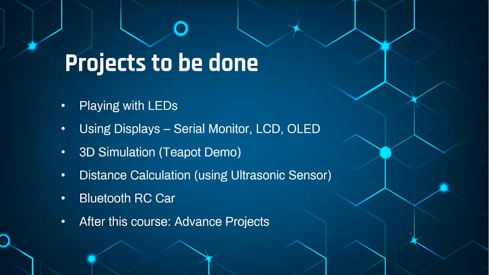So, looking on the projects, firstly, we will start with playing with LED. LED stands for light emitting diode and are of various types. We will work with single LEDs of monotonous color, also with RGB LED. We will also learn how to use the accelerometer and gyroscope sensor, and will make a very exciting project using that, which is the 3D simulation.